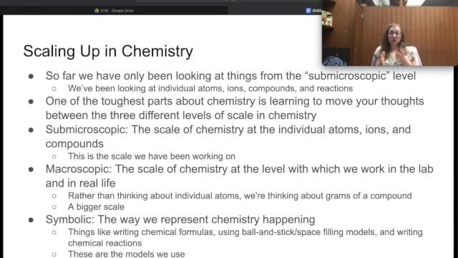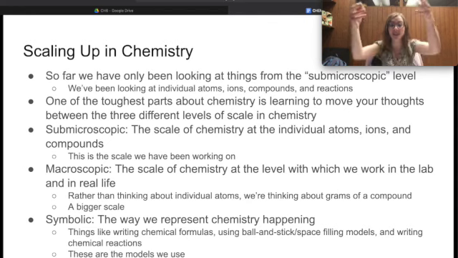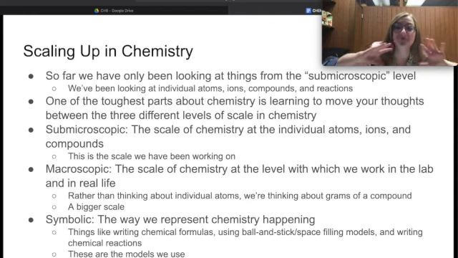So far, we've only really been looking at things from the submicroscopic level. So we're looking at things that can't even be seen with a regular microscope, like atoms, ions, compounds, the chemical reactions physically happening between one molecule and another molecule. Again, one of the toughest parts about chemistry is learning to move between different levels of scale, right? So we're thinking about this submicroscopic level, the level of chemistry that happens at individual atoms or even the electrons, protons, and neutrons that make up atoms. This is the scale we've been working on thus far. We've been thinking about individual atoms, how to write the chemical formulas of compounds, chemical equations, things like that.